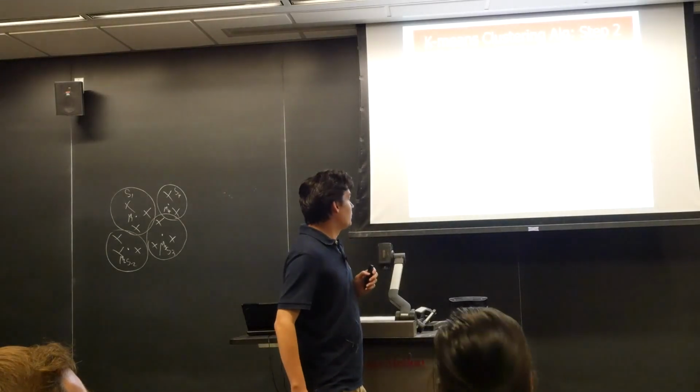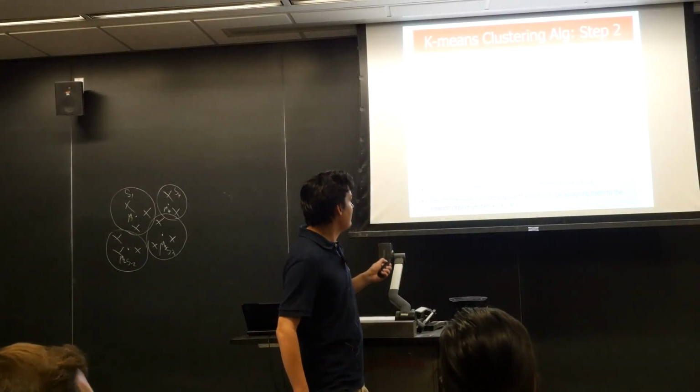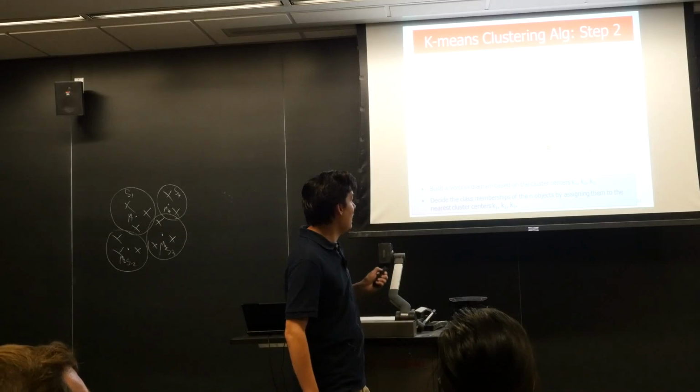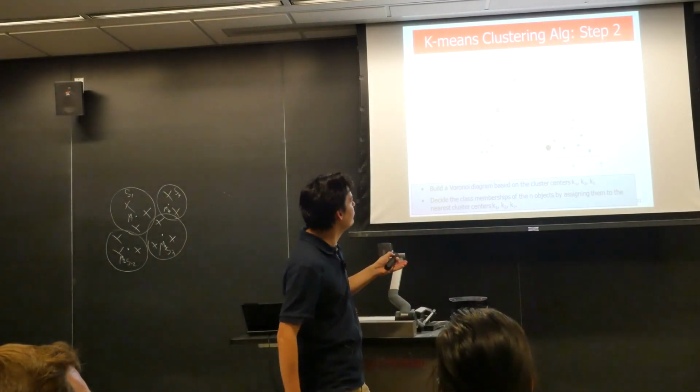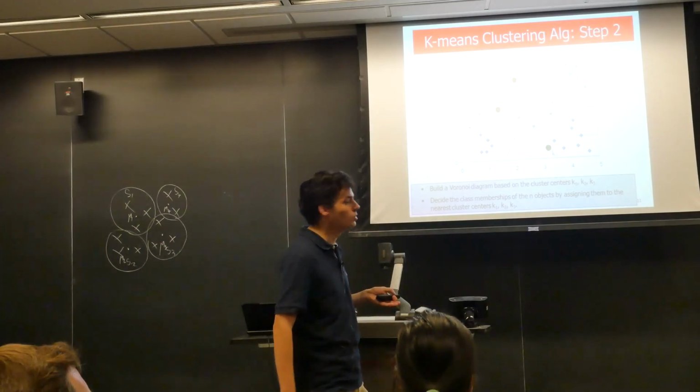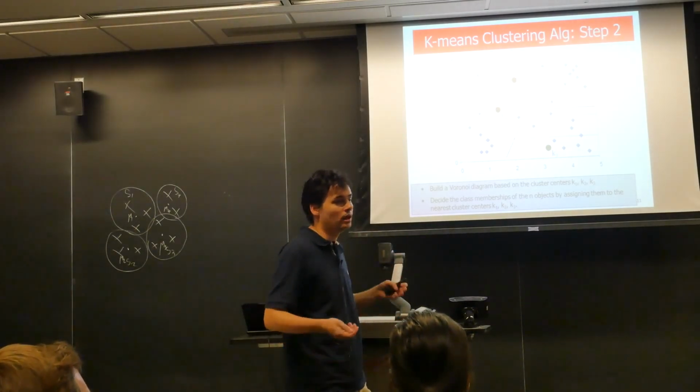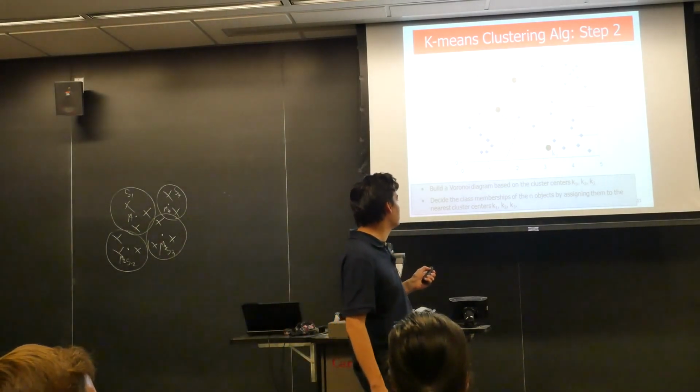All right, so this is what we do. We have n instances, and we guess cluster centers, say K1, K2, K3. Obviously, if you look at these guesses, they don't look good. But this is how we start our algorithm, just some randomly selected cluster points.